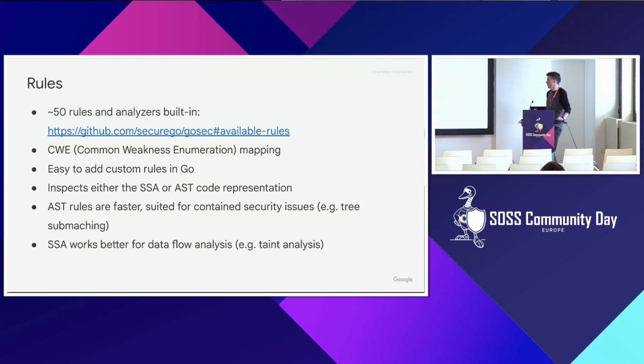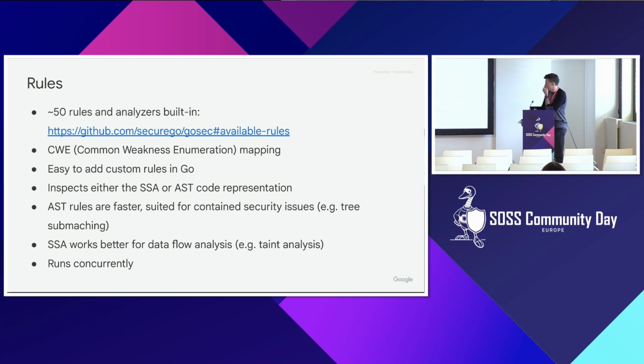But we have situations when we need to do data flow analysis, like taint analysis and so on. So SSA in that case works much better. Unfortunately, in Go right now, it's just possible to do it on a package level. We are working, let's say, in gosec to build some sort of graph outside of the package to be able to link packages and have a more comprehensive SSA representation.